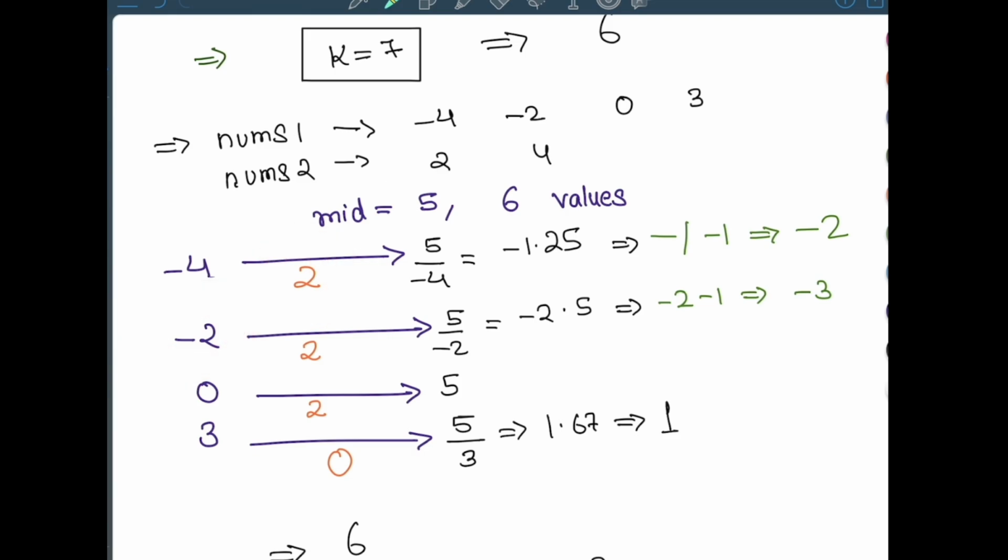With minus 2, if this is your number, how many products can you create using the nums2 array which are less than or equal to 5? The answer would be 2, right? Because minus 2 multiplied by 2 and minus 2 multiplied by 4 are both less than 5.